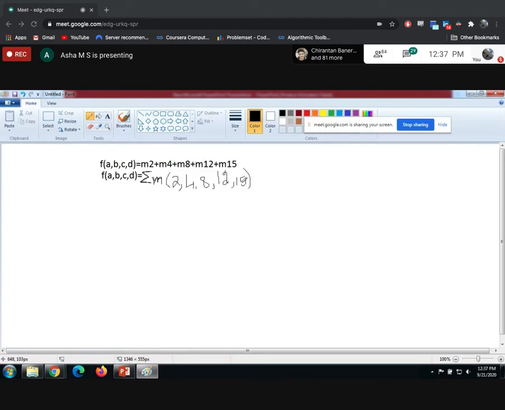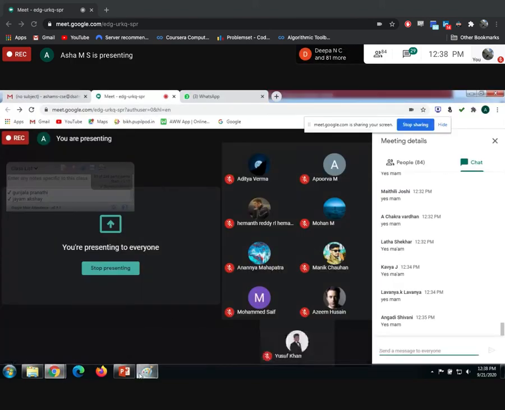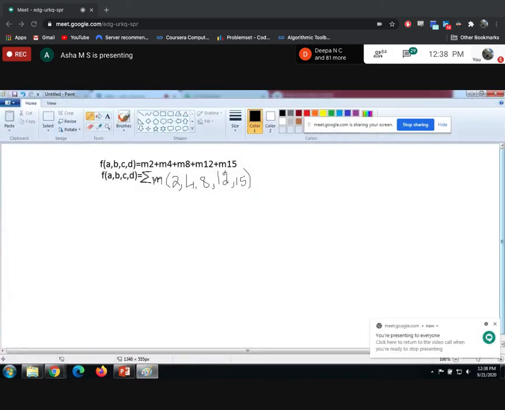Now construct the truth table for this. Fast. Everyone construct it. Once you finish, drop a message. I'll ask you to send a picture of it. I'll give 2 minutes of time. Please finish it fast.